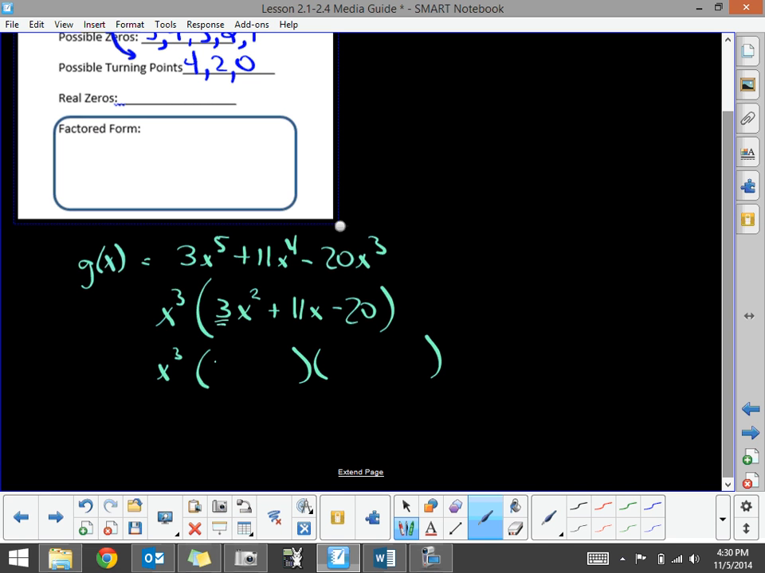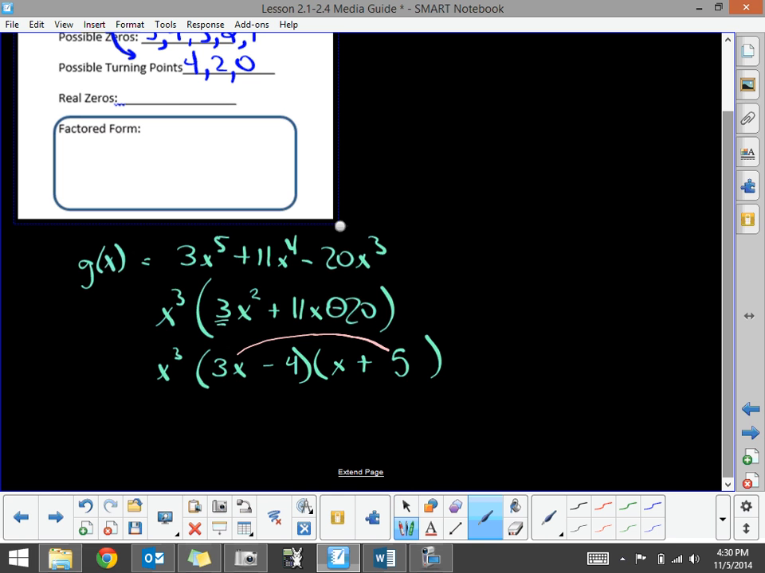3 is prime, so all I can use is 3x and x. The signs have to be different, so they must be plus and minus. So one of them's got to be plus and one minus. I'm not really sure exactly which one. I'm going to put the plus there and the minus there, and the factors of 20 that stood out in my mind were 5 and 4. Now if you place the 5 here and the 4 there, your outside and inside factors work out just perfectly.